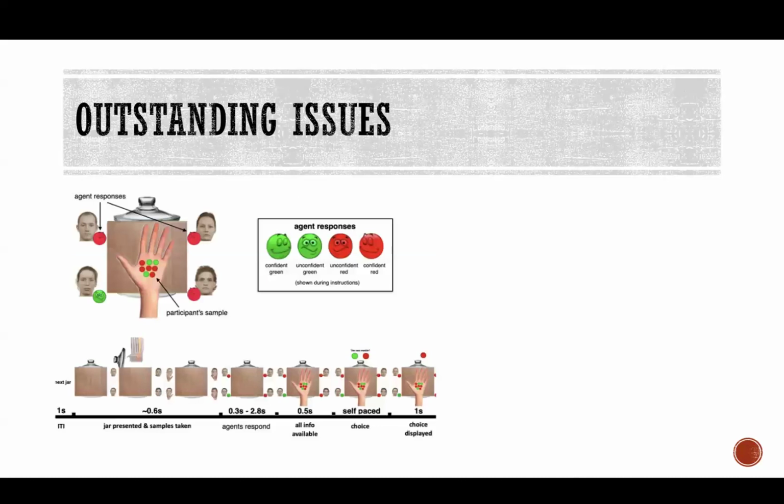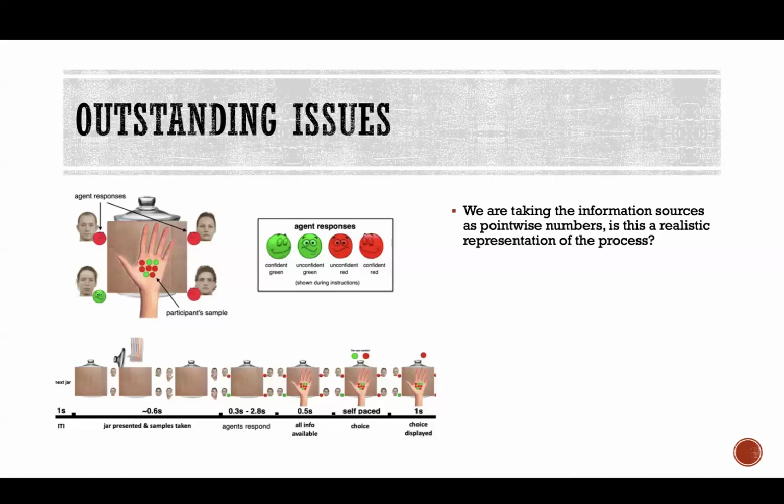Good. So, all that I say, so this experimental power line, all that I say can be converted to your portfolio assignment. What we are going to do before the break is we are taking the information sources as point-wise numbers, right? Because I didn't want to make your life a mess from the very start. Is this a realistic representation of the process?